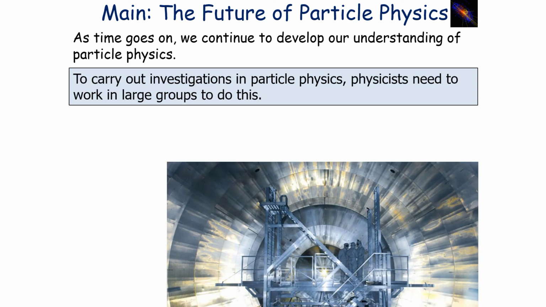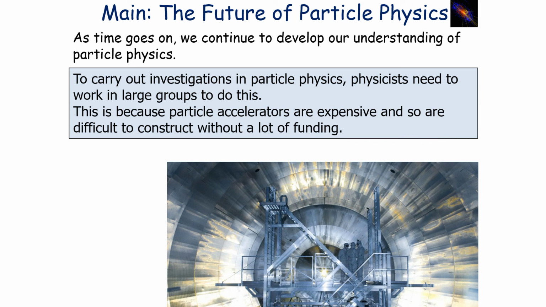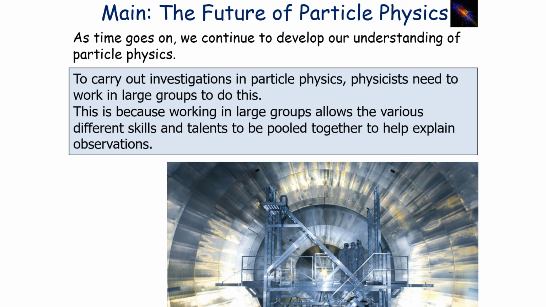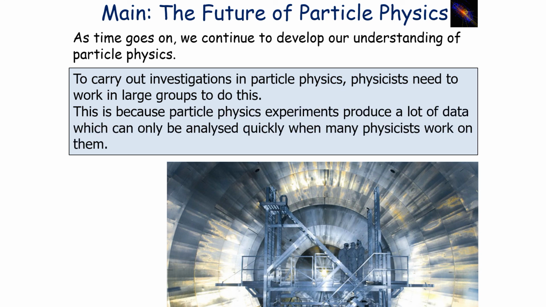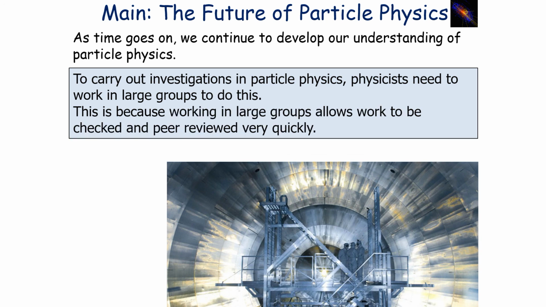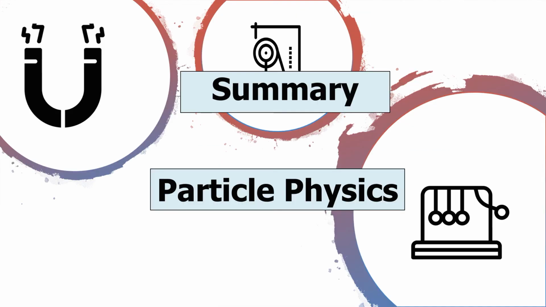Now to carry out investigations in particle physics, physicists need to work in large groups. This is because particle accelerators are expensive and so are difficult to construct without a large amount of funding. It's again because working in large groups allows the various different skills and talents to be pooled together to help explain observations. It's because particle physics experiments produce lots of data which can only be analysed quickly when many physicists work on them, and it's because working in large groups allows work to be checked and peer reviewed very quickly. So let's summarise what we've looked at in this particular revision session.